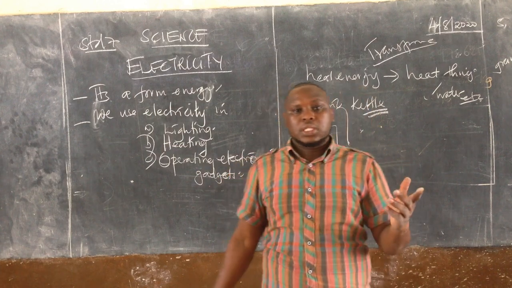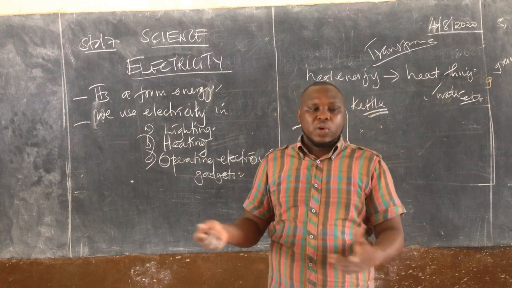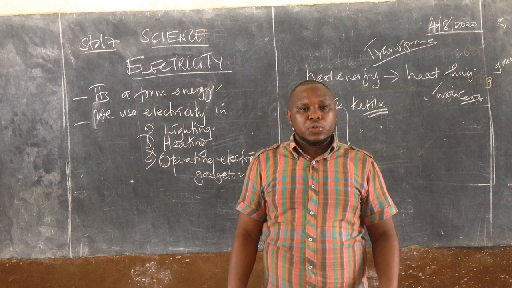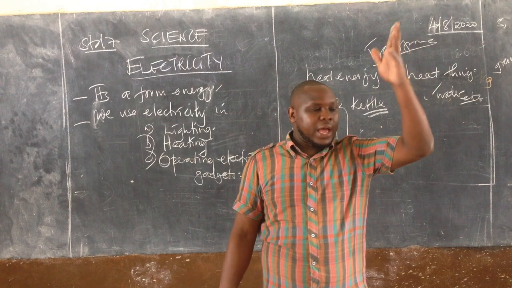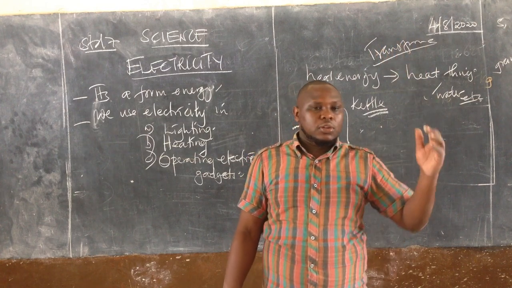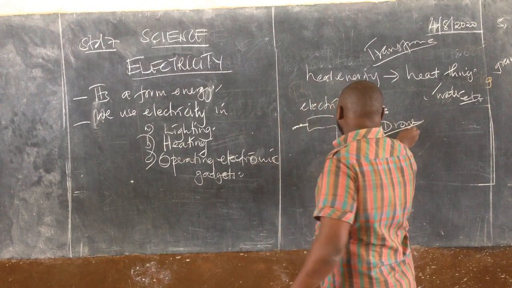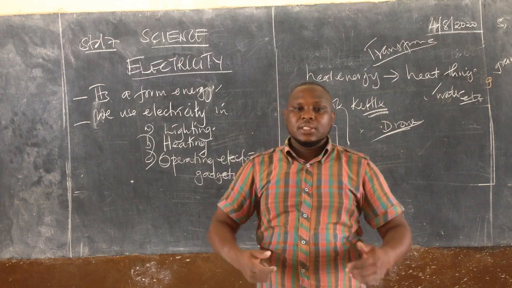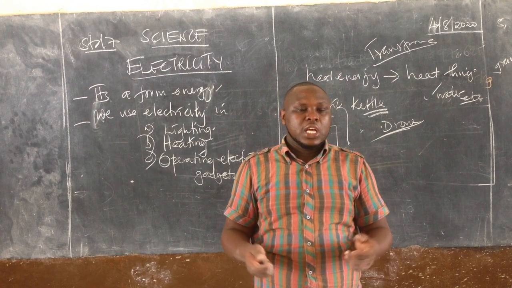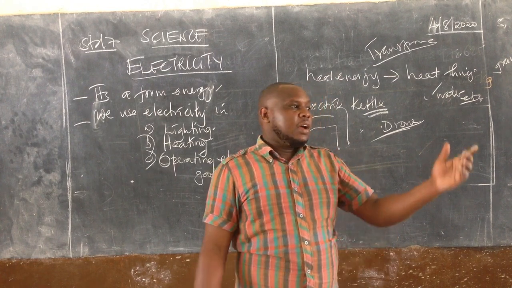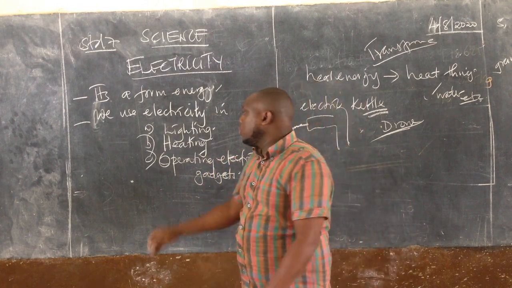So drills, and also toys. You have seen toys that use electricity to move from one point to another. When we were producing our video at the school, you saw something flying in the space. We call it a drone. That drone was simply using electricity. You saw that a man seated somewhere was operating it with a gadget. Without electricity, the drone is going to fall down and not be able to fly. So these are areas where we can use electricity.